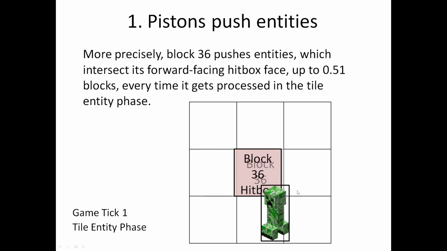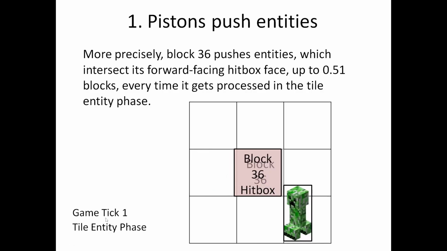And then in the second game tick the same thing happens again, because in the first game tick it travels the first half block, then in the second game tick it travels the second half block. Then at the end of the second game tick it will actually convert itself back to an iron block, and then the piston movement is finished after 2 game ticks.